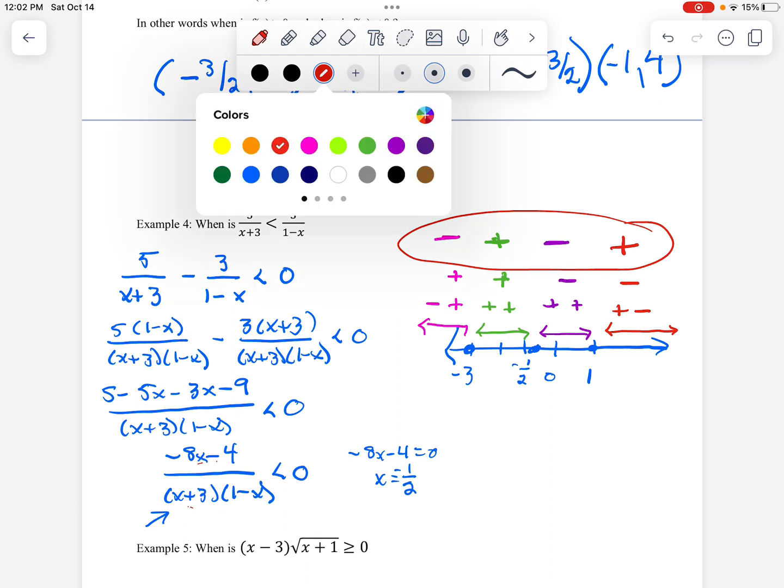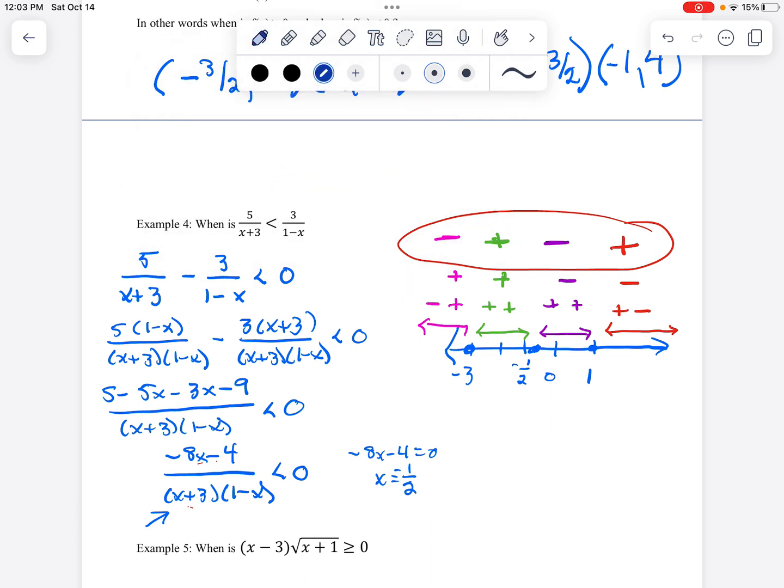And when I look at that, the question asks me, when is 5 over x minus 3 less than 3 over 1 minus x? The equivalent inequality was down here. So when are those values negative? Well, from negative infinity to negative 3, and here, which was negative 1/2 to 1.